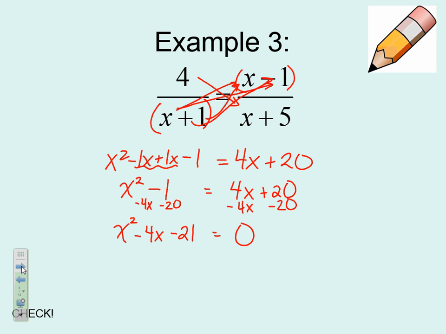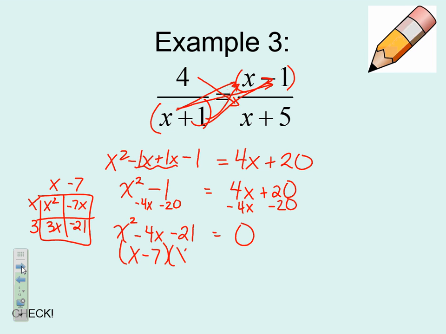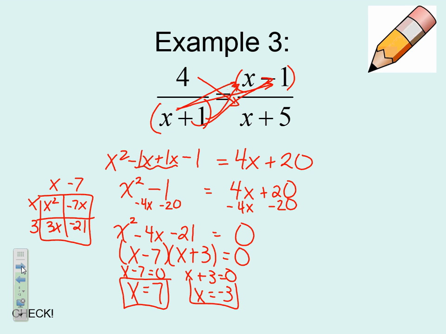So now I need to factor. What multiplies to make negative 21 and adds to make negative 4? Negative 7x and 3x would do that. So we'd have x, 3, x, negative 7. So we're going to put x minus 7 and x plus 3 as my two factors. Now to solve, remember, we're going to put equal 0 after each of them. And we solve, we get a solution of 7 for one and a solution of negative 3 for the other.